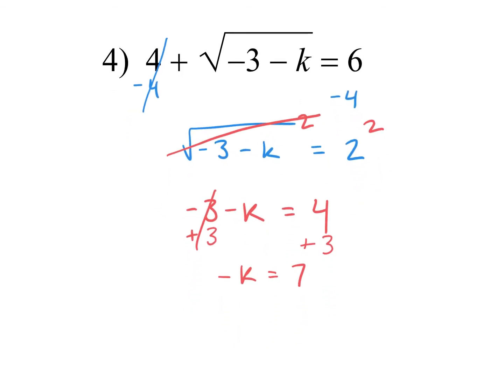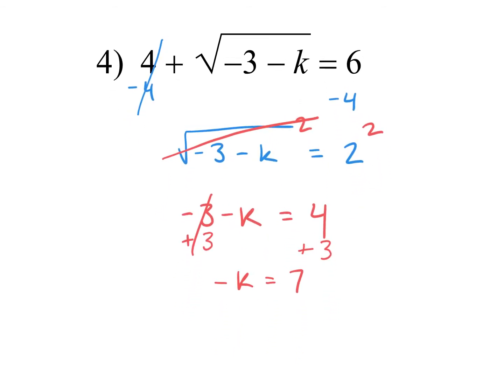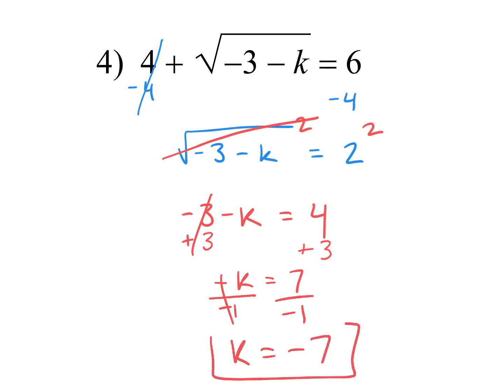Are we done yet? Nope. What do we have to do next? Divide by negative 1. Awesome. So k is equal to what? Negative 7.